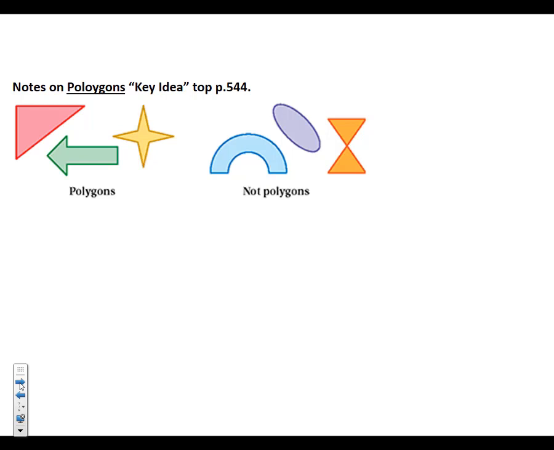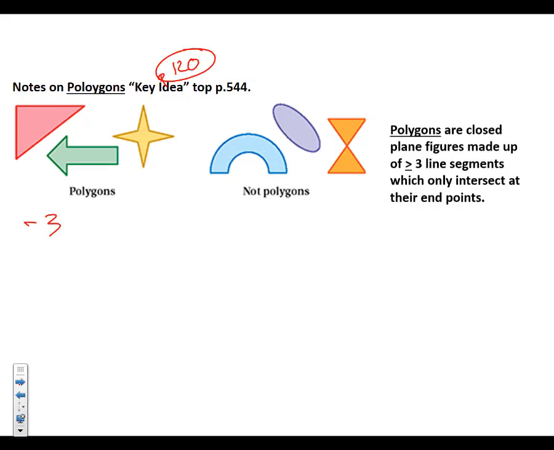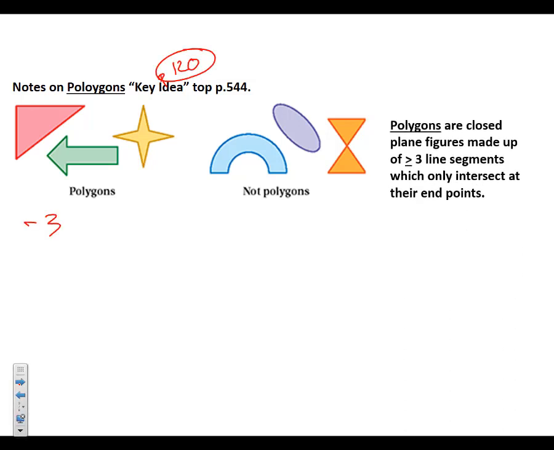Ladies and gentlemen, you also took some notes from the top of page 544. Again, it's page 120 if you are with the 8 general class. And we talked about polygons. Again, polygons are very important to know. Three or more line segments. I think I actually wrote this down. Yeah, polygons are closed plane figures made up of 3 or more line segments which only intersect at their endpoints. Only intersect at their endpoints.